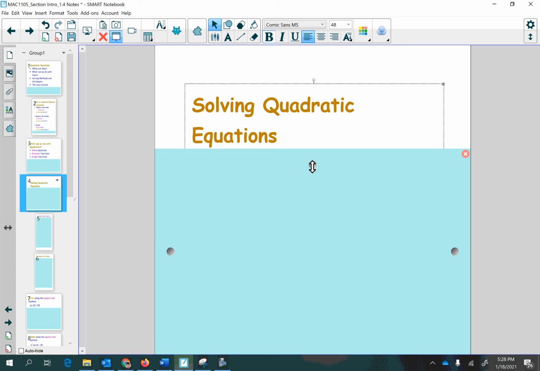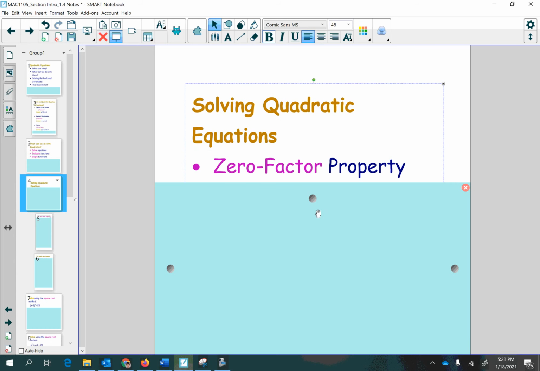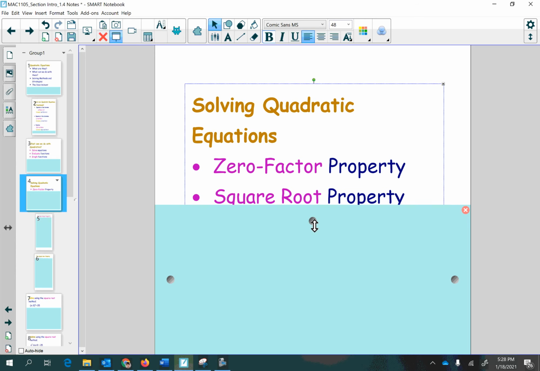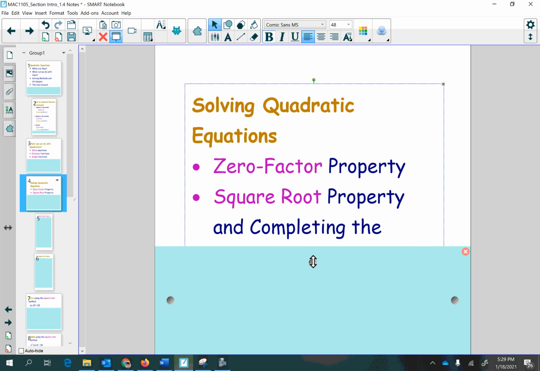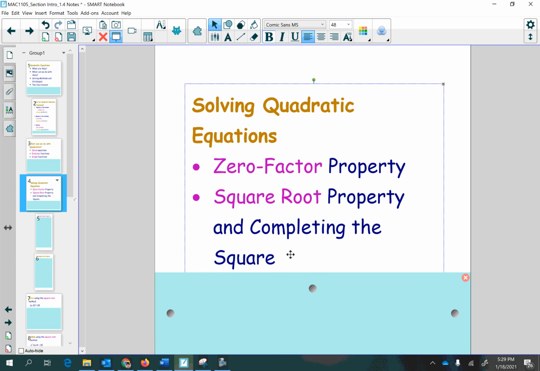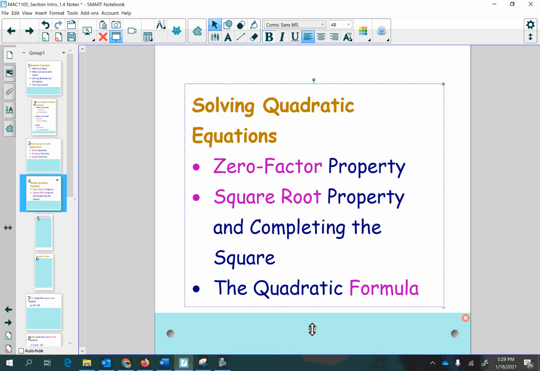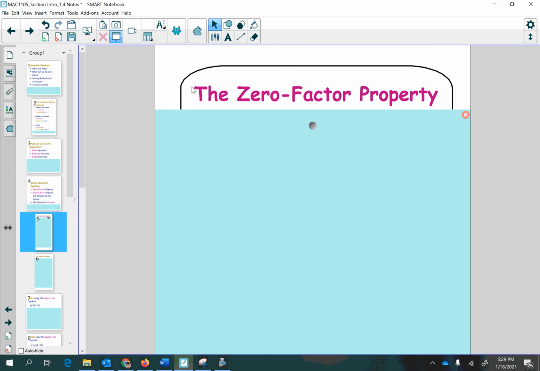So solving quadratic equations, there are a few different methods you're going to need to learn. The zero factor property, this is where you actually factor. The square root property, where you'll be taking the square root of both sides of the equation. And sometimes completing the square is needed in order to be able to use the square root property. And the quadratic formula. So you probably memorized that back in high school or the last time you saw math. Now, let's look at each one of these.